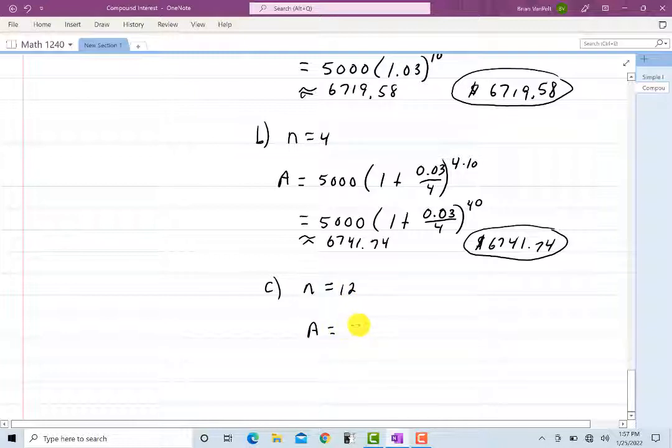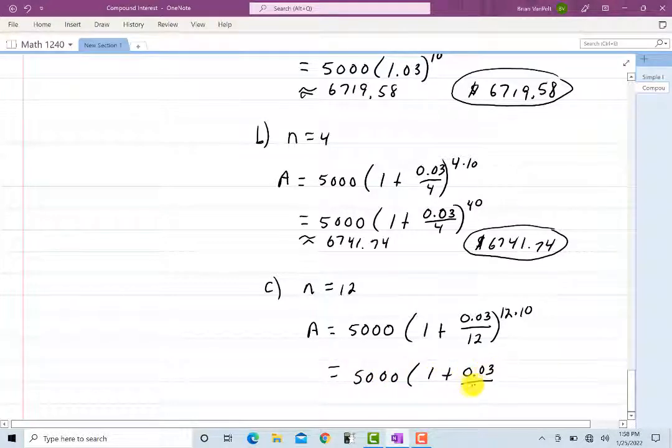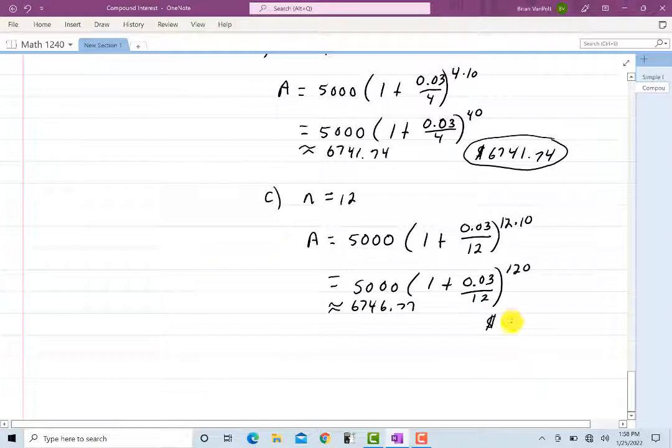So here we'll have A equals 5,000 times 1 plus 0.03 over 4 to the 4, I'm doing 12, so let me change that to a 12. 12 to the 12 times 10. A little bit of simplifying, 5,000 times 1 plus 0.03 over 12 to the 120. Once again, a little bit higher than before, 6746.77, but not as big of a jump as before that.